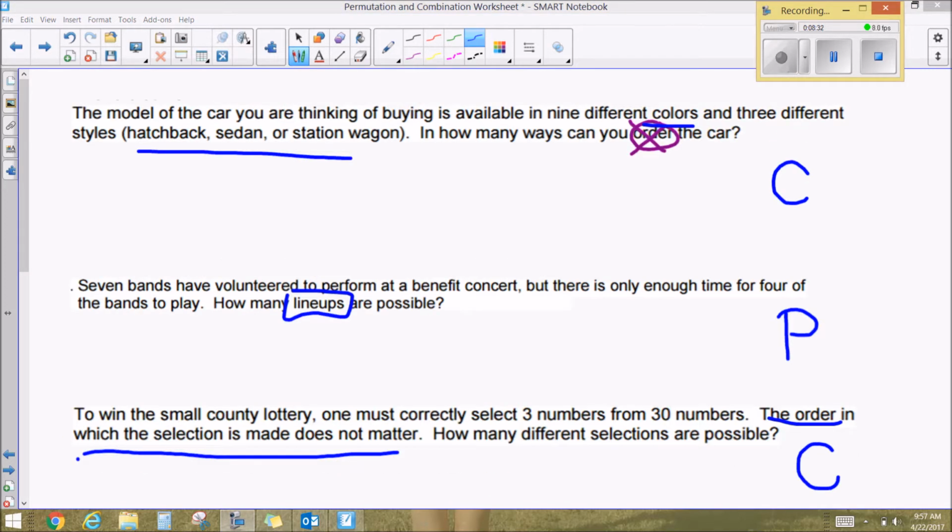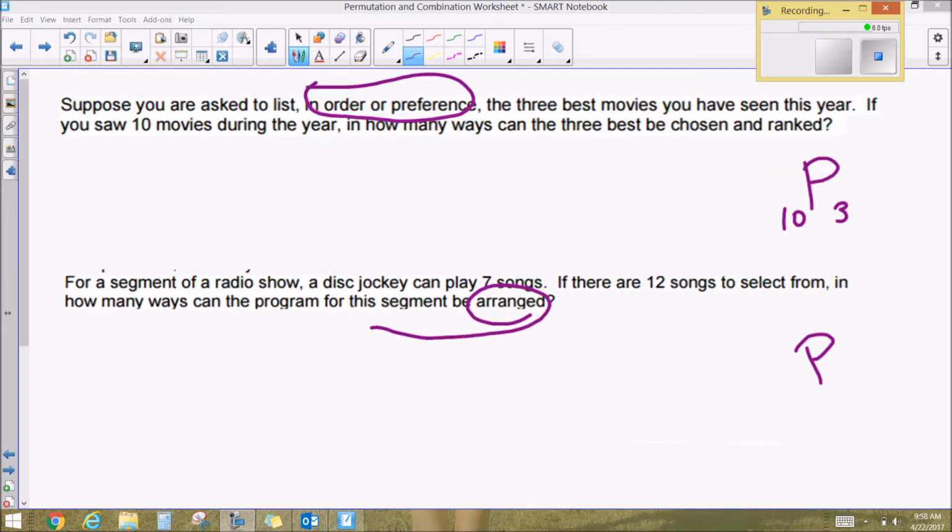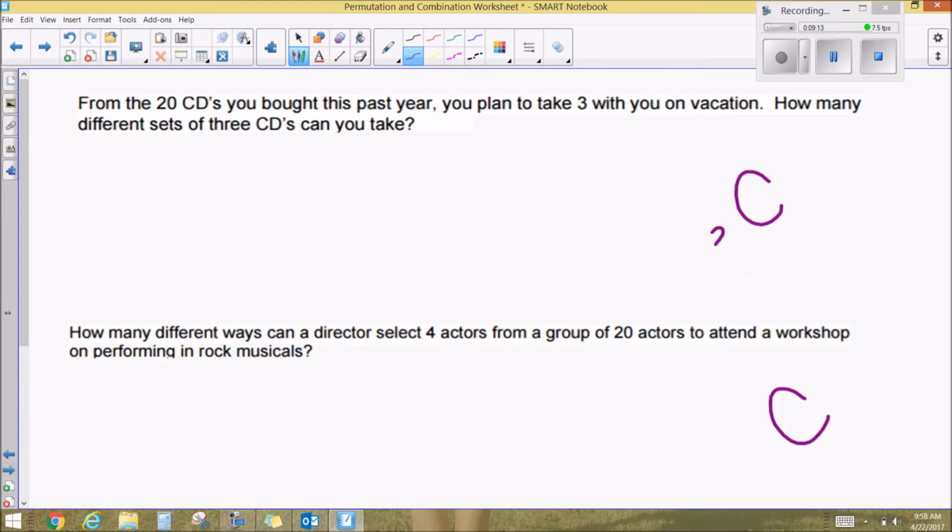I'll quickly go back through the examples and put down what the answers actually would be. I think that wasn't the part that students were struggling with as much as when do I pick a combination and when a permutation, but I'll go back and fill in the blanks on the problems now as well. On the 3 best movies, there were 10 that you saw during the year, and you're choosing 3 and putting them in order. My favorite was movie A, or movie B, or movie C, so order mattered there. For the DJ show, there were 12 songs to choose from, and we're selecting 7 from that time. From the 20 CDs we bought in the past year, we're going to take 3 of them on vacation.